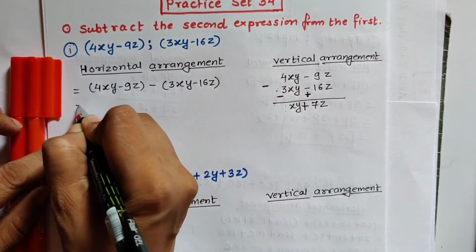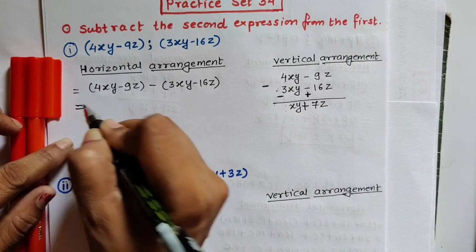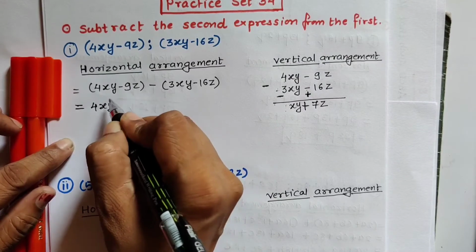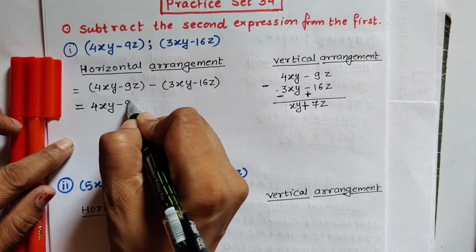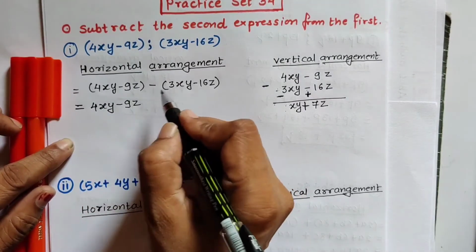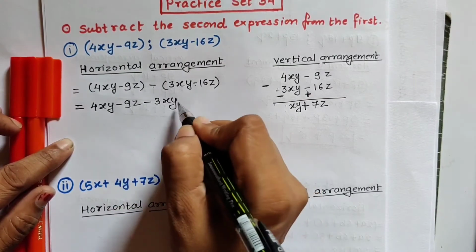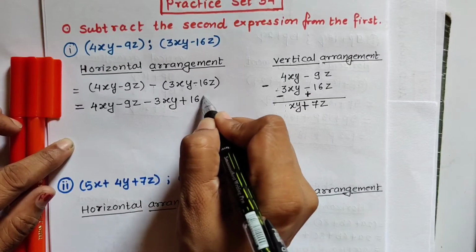Now we remove the brackets from both the polynomials. I am going to remove the bracket. I am not going to write the bracket. So first it is 4xy minus 9z. Now minus 3xy, and minus will become plus 16z.